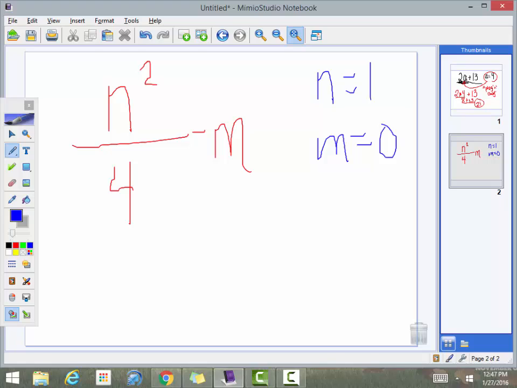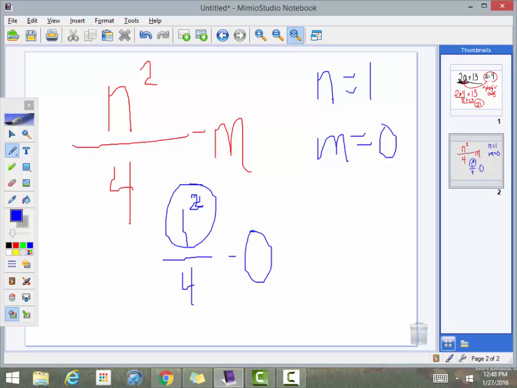So now that there's two variables, we're going to have to plug in two different values for those variables. Where I see an n, I'm going to put a 1. Rewrite everything else down. And when I see the m, I'm going to replace it with a 0. According to my order of operations, I see an exponent, a division sign, and a subtraction sign. And I have to do my exponents first. So that would be solving that numerator, or the 1 to the second power.